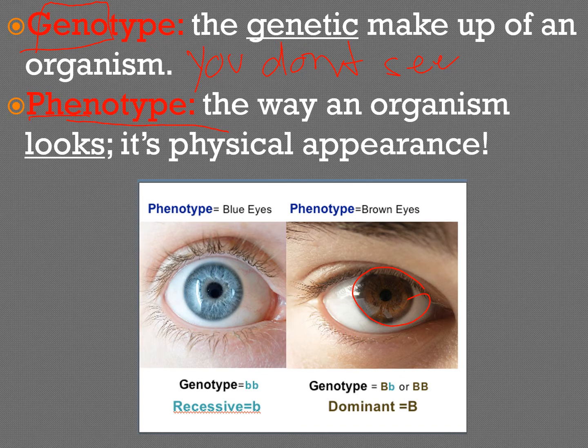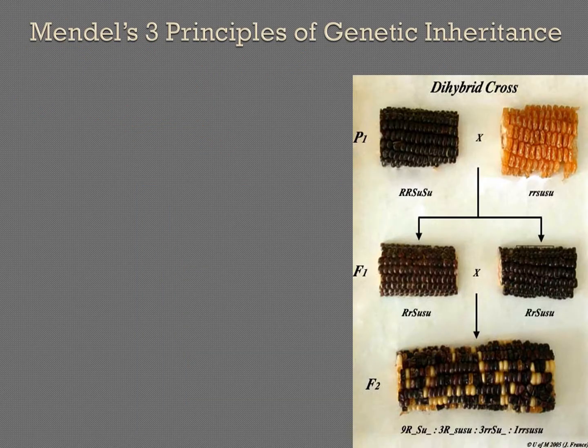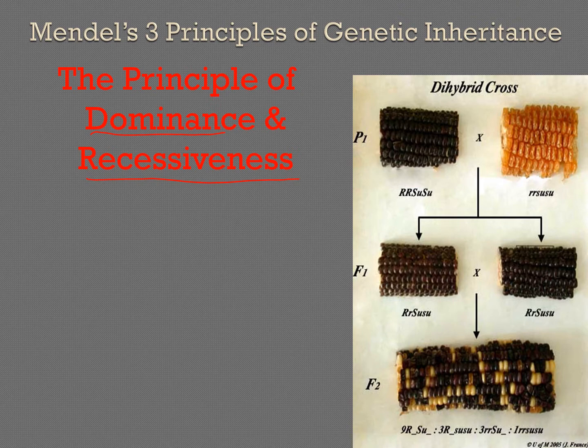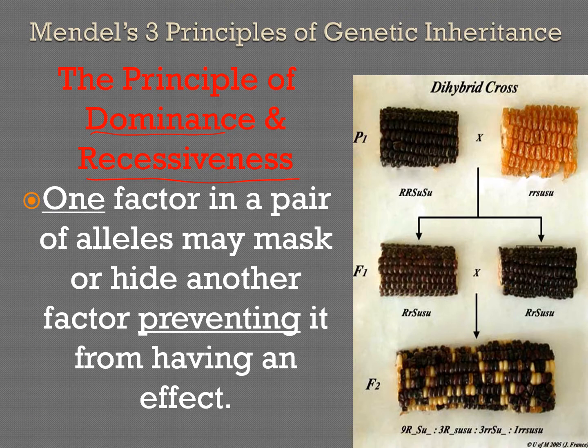Is your genes big G, little g? No, we don't say stuff like that. So phenotype is what you see. Genotype is the stuff that we don't say. That's the genes. But here's the three principles from Mendel. Here's the very first one: the principle of dominance and recessive. So obviously there's a dominant and a recessive. One factor in the pair of alleles may mask or hide another factor, preventing it from having an effect.